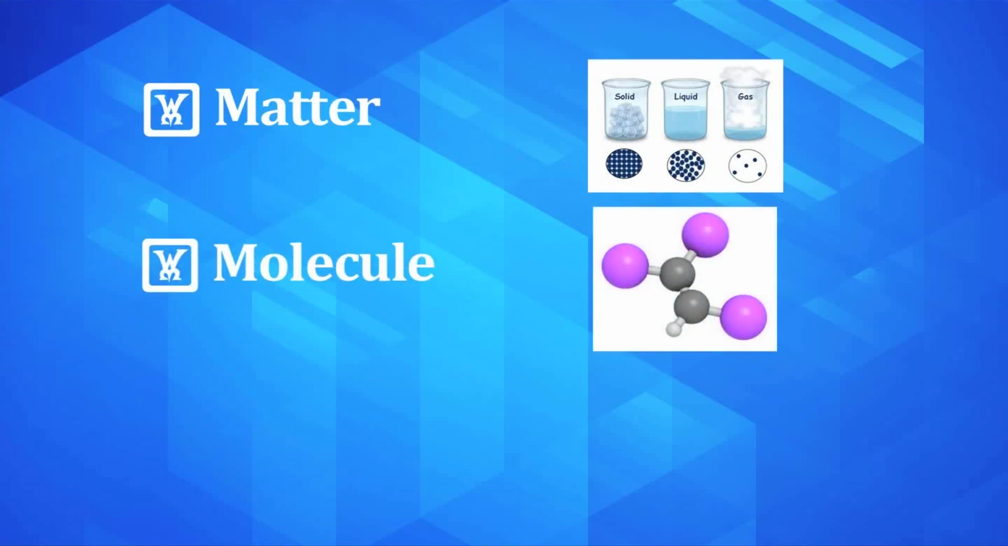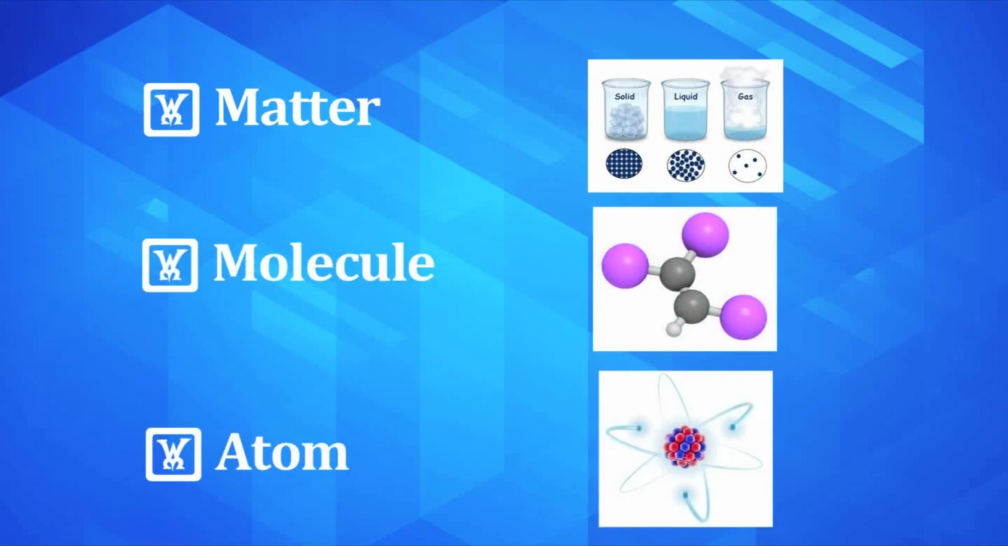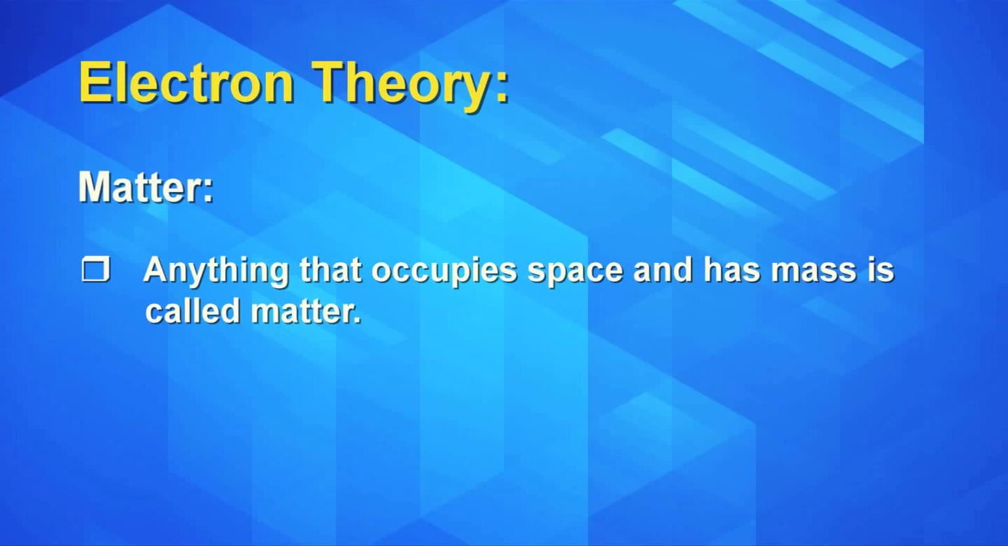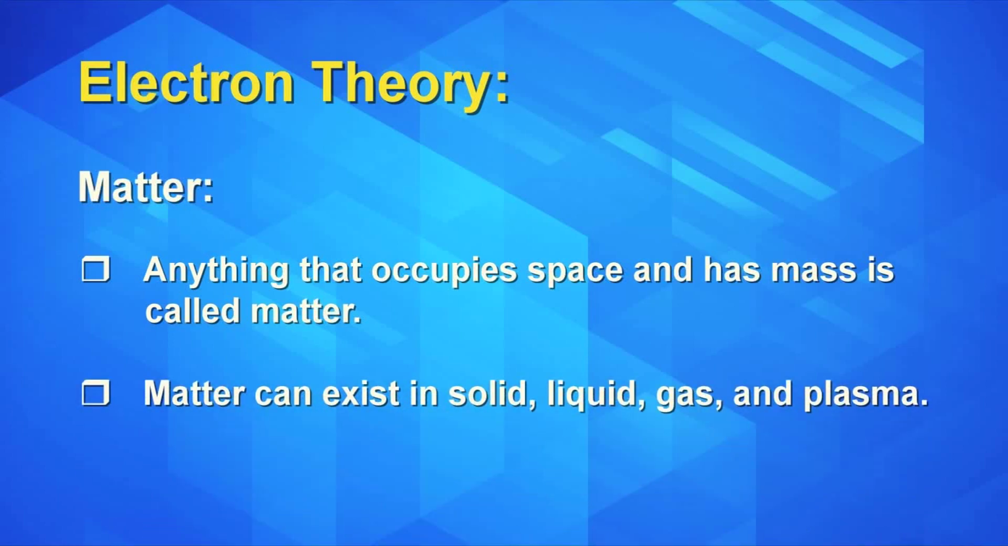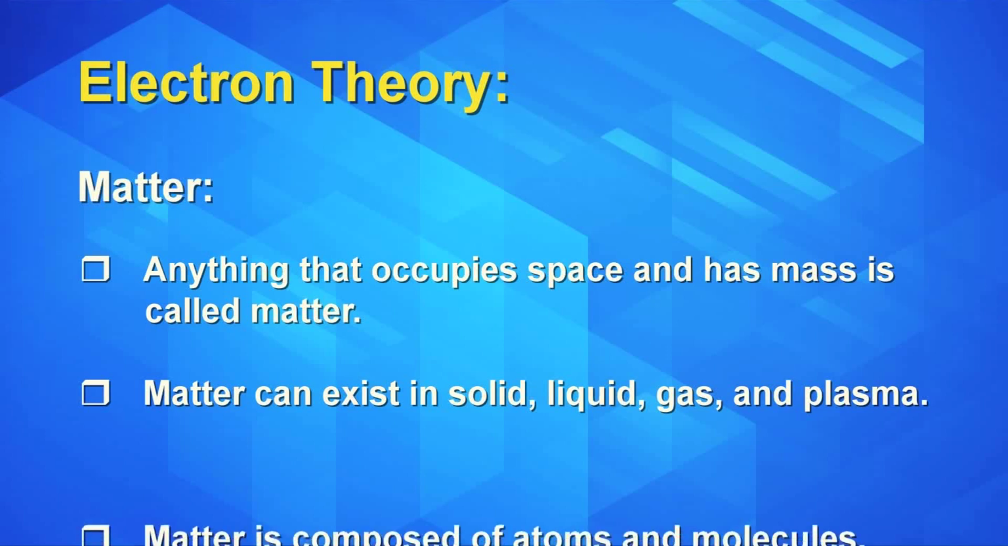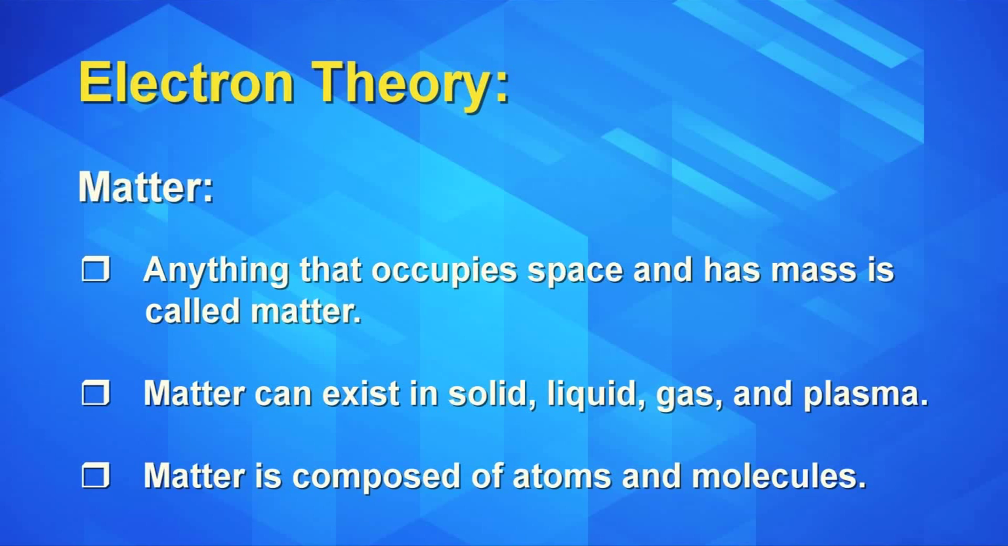These are mainly matter, what is molecule, and what is atom. First, matter. Anything that occupies space and has mass is called matter. It refers to the physical substances and materials that make up the universe. Matter can exist in various forms, including solid, liquid, gas and plasma, depending on the arrangement and behavior of its constituent particles. Matter is composed of atoms and molecules.